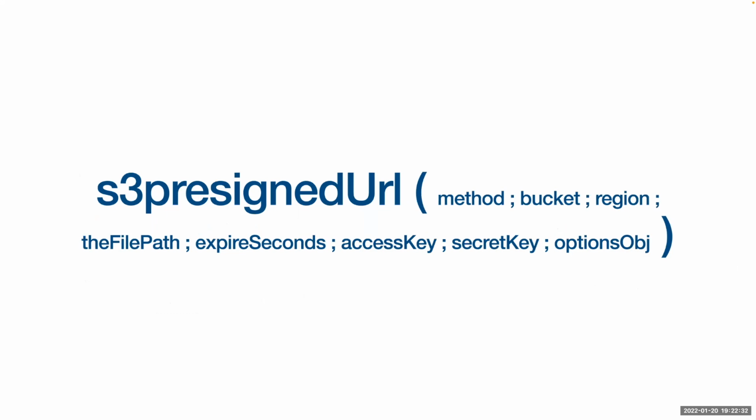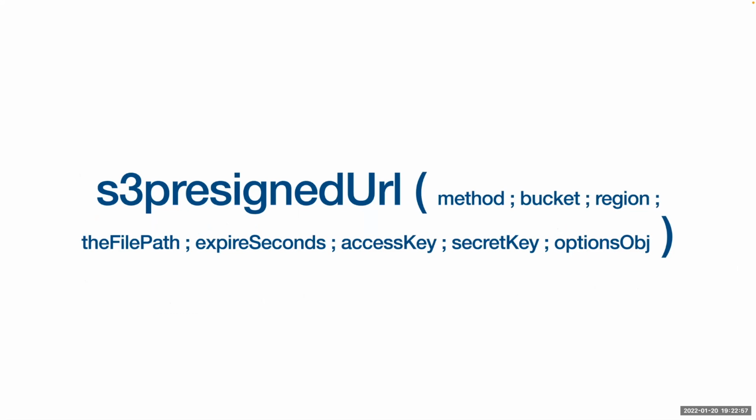This is the FileMaker custom function that I created to produce pre-signed URLs in FileMaker. This function is available on GitHub and the link is in the blog post. There are 8 parameters. In method, you would use get, put, head, or delete, depending on the operation. In bucket, the bucket name. Region, the AWS region name, for example, ca-central-1 for Canada.